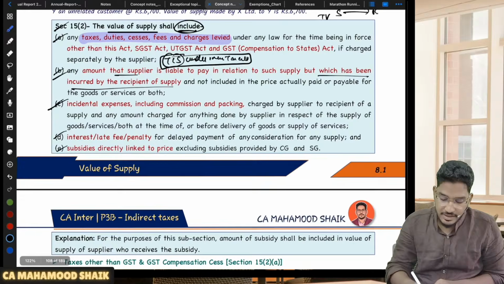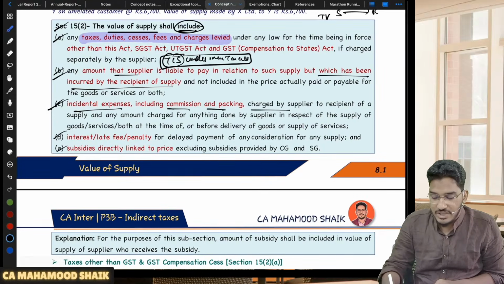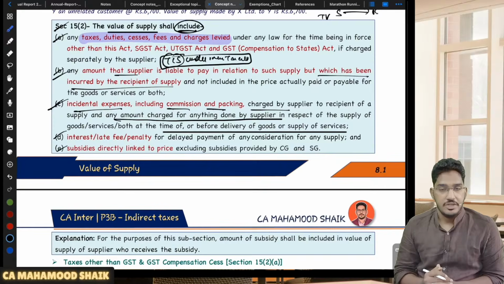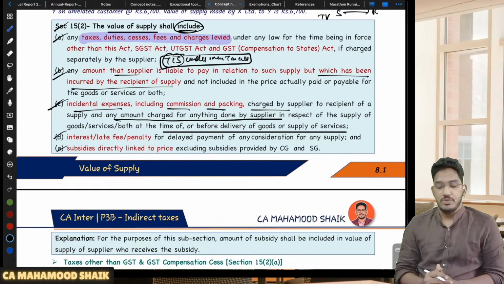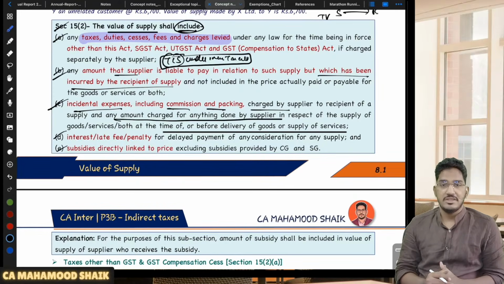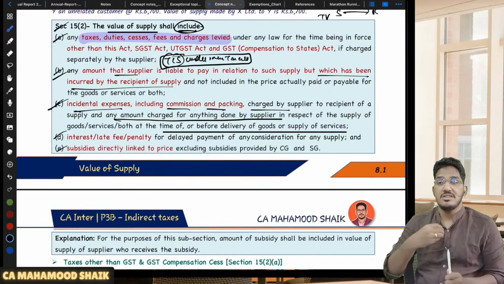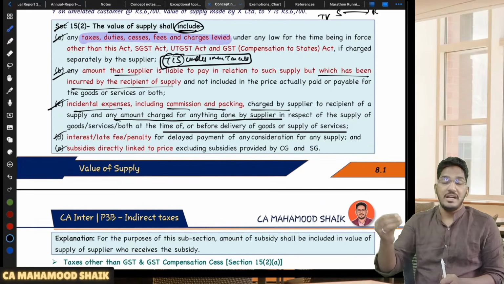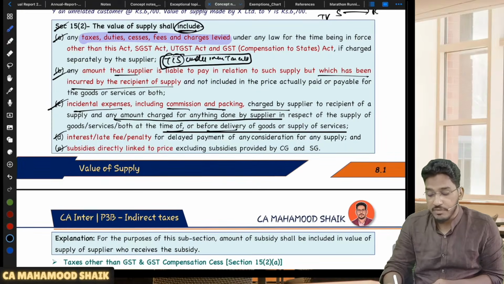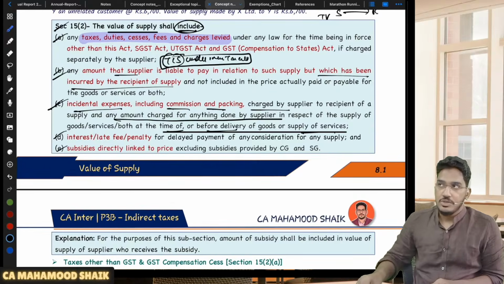Now, coming to the third point: incidental expenses including commission, packaging charged by the supplier to the recipient of supply, and any amount charged for anything done by the supplier in respect of the supply, which is done at the time of or before delivery of goods or supply of services. So in addition to the transaction value, if the supplier is collecting from you any commission, packaging, installation charges, testing charges, inspection charges, or any other incidental expenses for anything done by the supplier at the request of the recipient at the time of or before delivery of the goods or supply of services, it is added. So this is very important here.